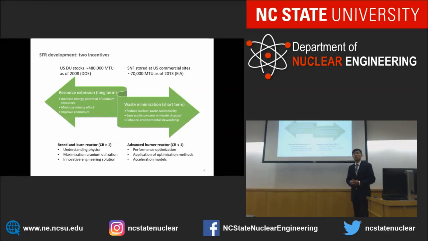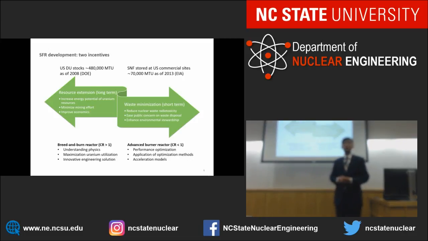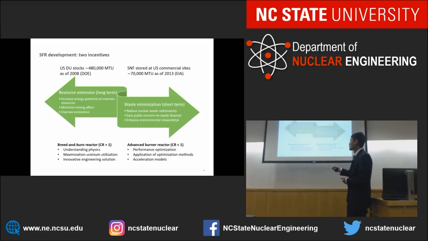So that's why I break this talk into two pieces. I want to talk about the two flavors of this fast reactor system. One is more towards the breeder. It's a breed-and-burn type of reactor, which has a conversion ratio larger than 1. The other is the advanced burner reactor, which can help us minimize the waste, and which has a conversion ratio less than 1, just like light water reactors.